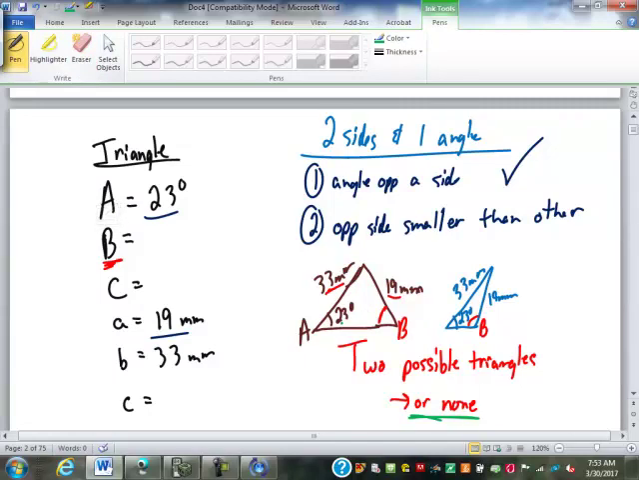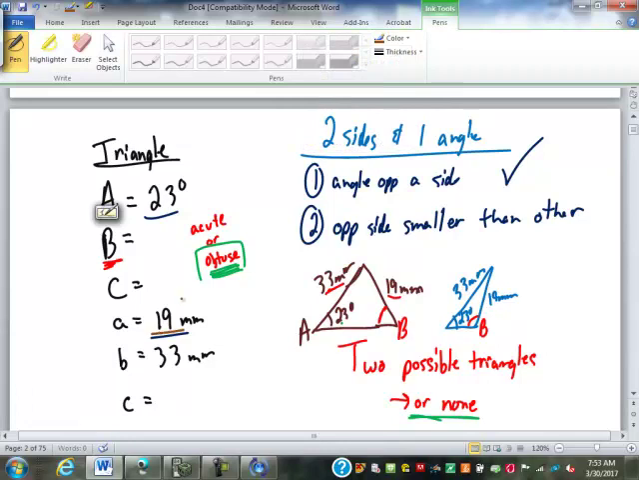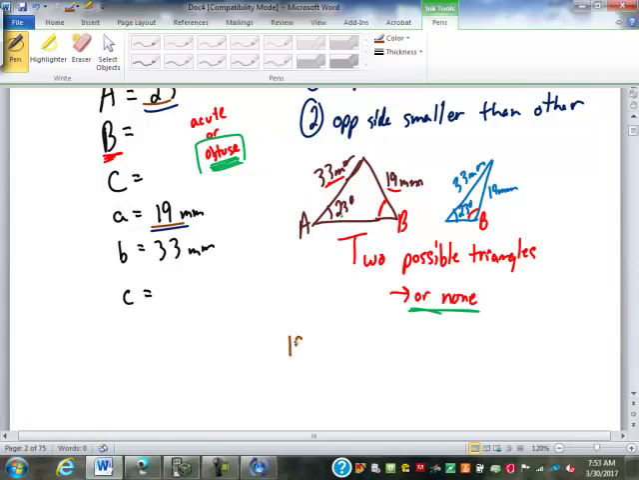So here we need another piece of information. We need to be told, is angle B acute or obtuse? If I tell you that angle B is obtuse, then we can proceed. So we're still going to start out with side A over angle A, 19 over the sine of 23.